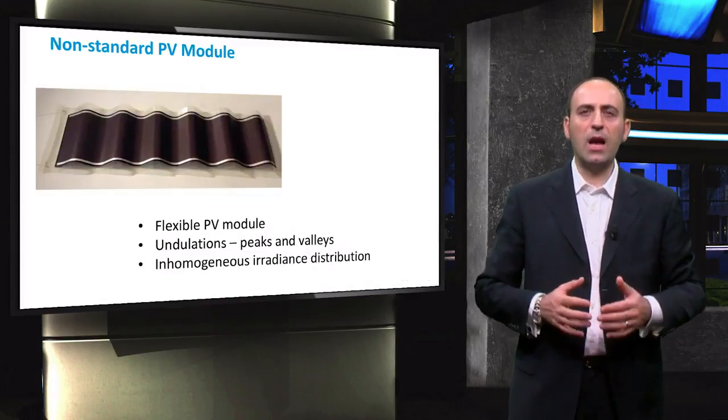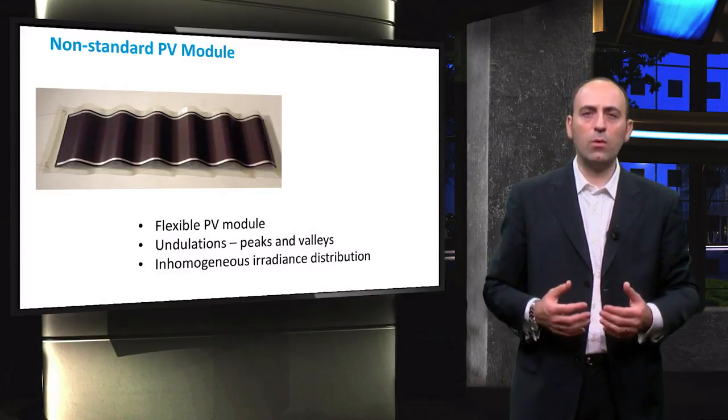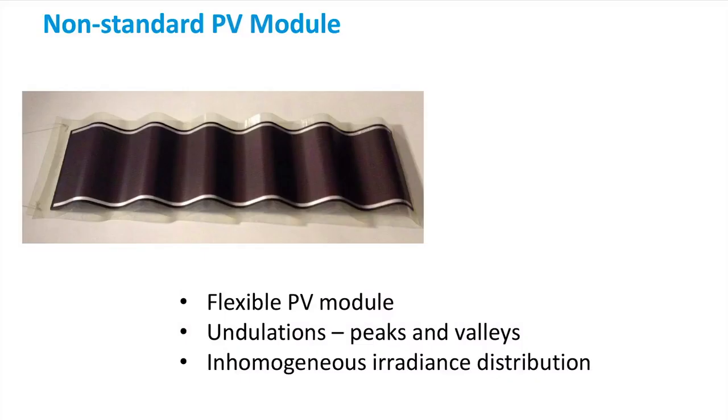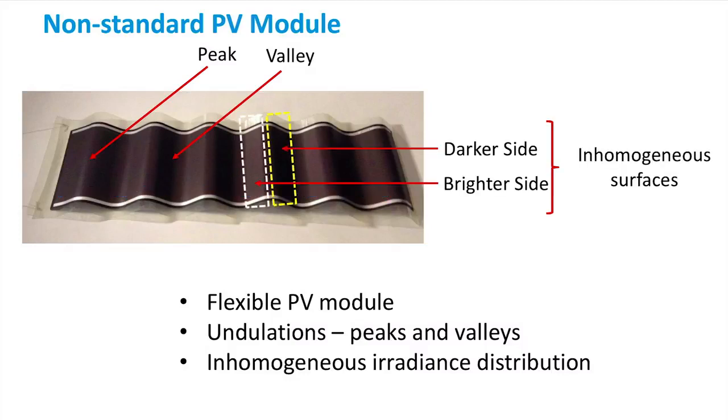Let me explain how this model works with an example of a non-standard PV module as shown in this figure. Unlike the more popular flat-shaped PV modules, the module shown here is undulated. Undulations are profiles that have a continuous wave-like design consisting of peaks and valleys. Due to the undulations for such a PV module, the irradiance distribution on its surface will be non-homogeneous, as can be observed from the figure.